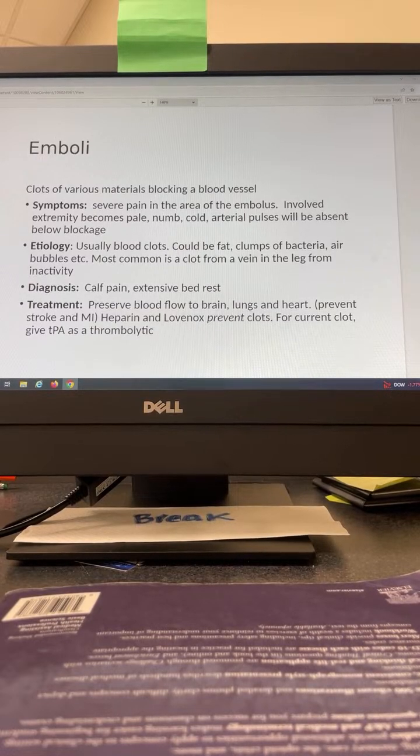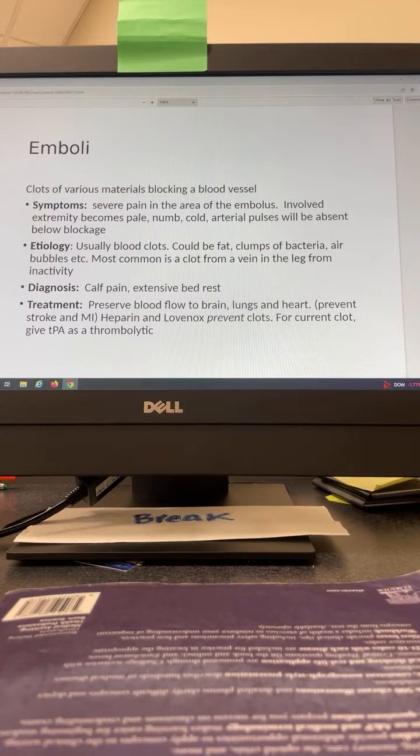So as long as it's in the leg, it's still treatable. To prevent that, there are two different medications, heparin and Lovenox. These are going to prevent clots from forming. I don't know if any of you have ever been hospitalized, but a lot of times they'll give you these drugs in the hospital, especially if you're going to be in bed for a long period of time, to prevent you from getting one of these clots in the first place. But if you already have a clot, heparin and Lovenox aren't going to break it down.